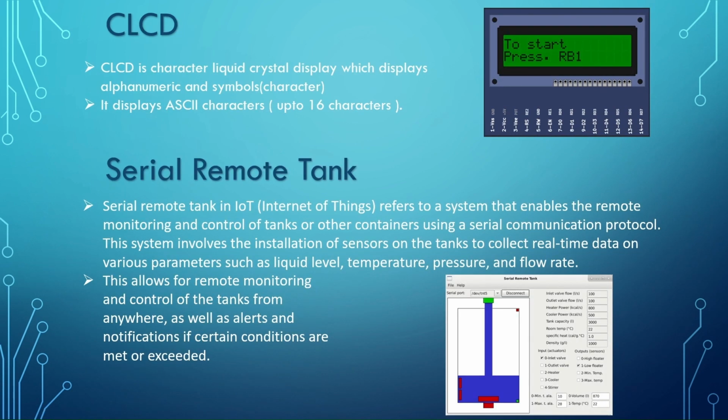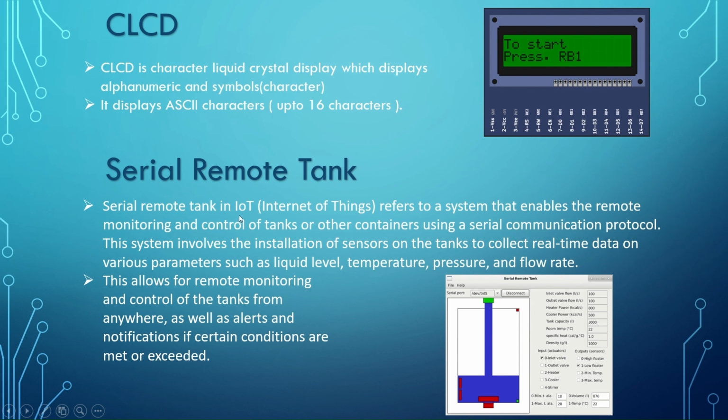Now, the next part is CLCD. CLCD is a character liquid crystal display which displays alphanumeric and symbols or characters. It displays ASCII characters up to 16 characters. This is the image of a CLCD.